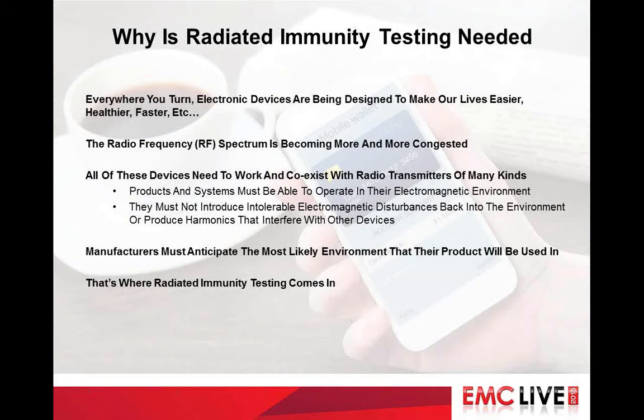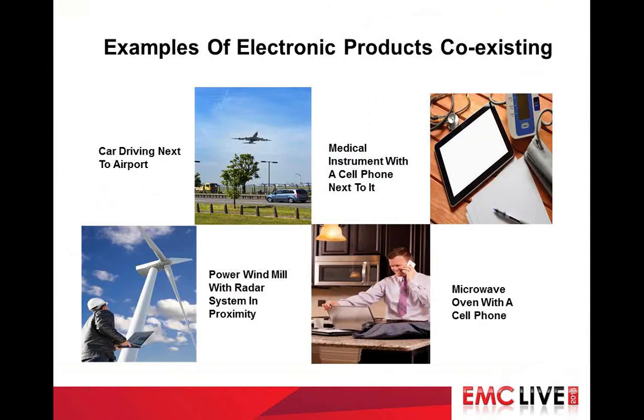Everywhere you turn, electronic devices are being designed to make our lives easier, healthier, and faster. As the radio frequency spectrum is becoming more and more congested, all these electronic devices need to work and coexist with many different radio transmitters. Products and systems must be able to operate in their electromagnetic environment without any failures. They must not introduce intolerable electromagnetic disturbances back into the environment or produce harmonics that interfere with other devices.